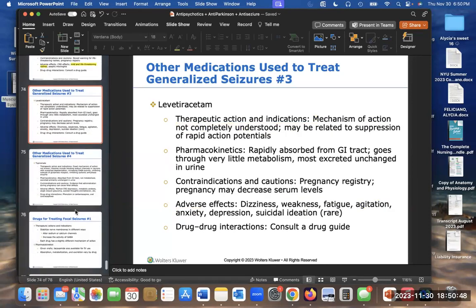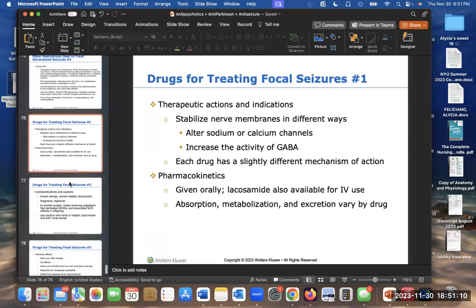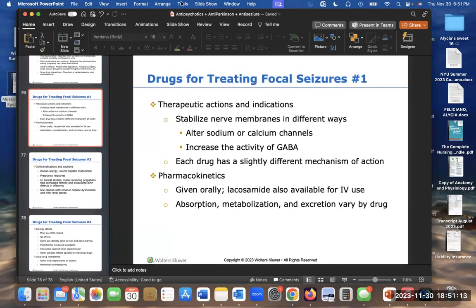Now there's some other ones like levetiracetam and topiramate. I would just read into these. I haven't seen as much of them, but pretty much the same sorts of things in terms of CNS depression. You know, you really got to be careful about pregnancy and things like that. But there's nothing unique that I've really seen for these, so I would just read them over. But focal seizures, remember we said those are the localized, it happens in one part of the brain.